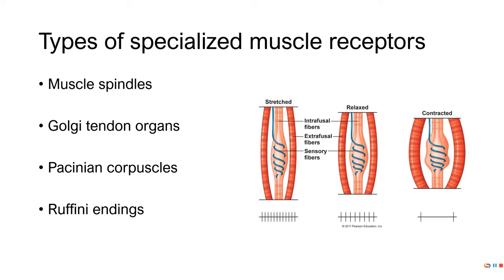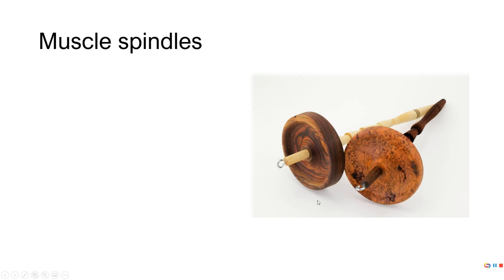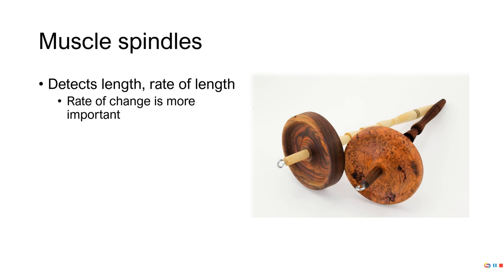Now, within the muscle, there are different kinds of receptors. You could argue that they're a type of mechanoreceptor. We've got muscle spindles, Golgi tendon organs, Pacinian corpuscles, and Ruffini endings. I'm going to talk a little bit about each of these, and I know that you'll get to them in lab as well. Muscle spindles detect length and the rate of change in length. So how fast is a muscle lengthening, and that's what it's looking for.